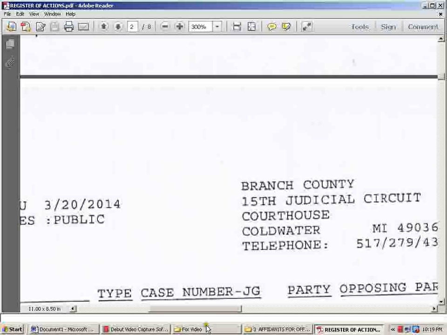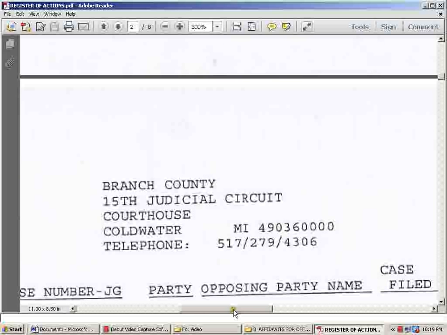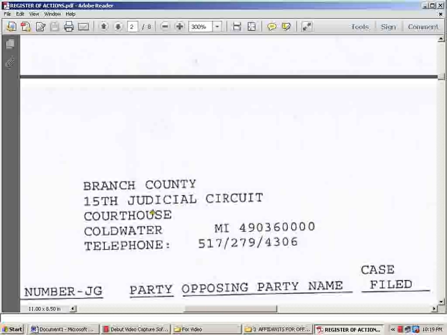This is the address of the court. Branch County, 15th Judicial Circuit Courthouse, Coldwater, Michigan. Look at the zip, the +4 is 0000. The courthouse has a +4 of 0000. Because, like, we know the postmaster, I think, is 9998, something like that, right? Well, the post office has 0000.